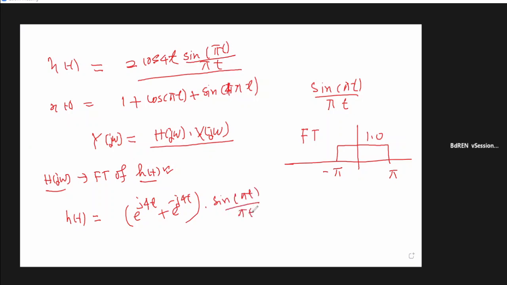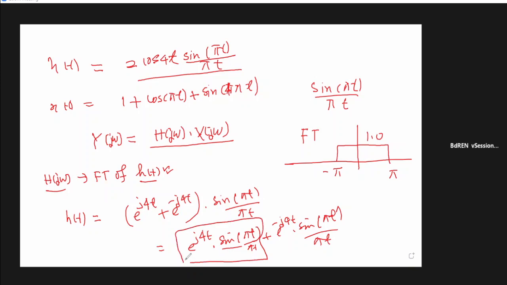Is it okay? Yes, sir. So that is equal to e to the power j40 into sine pi t by pi t, plus e to the power minus j40 into sine pi t by pi t. What is the effect of this multiplication? The frequency spectrum will be shifted by 4 radian per second, isn't it? And the frequency will be shifted by 4 pi in location.